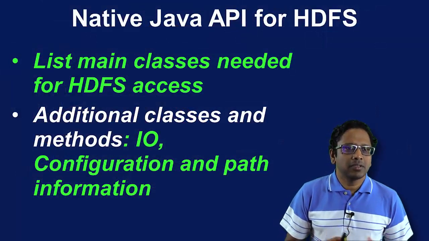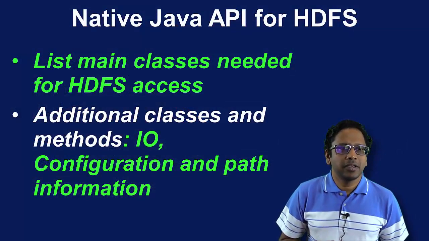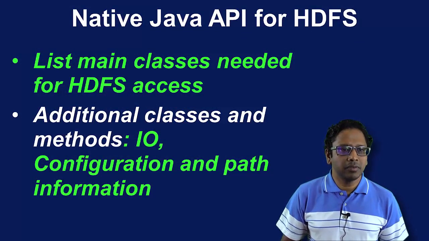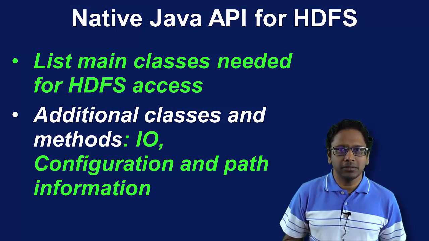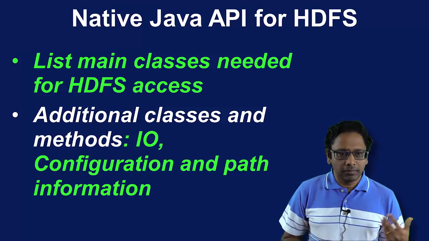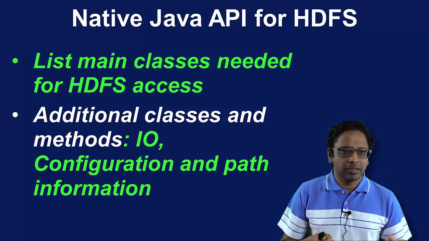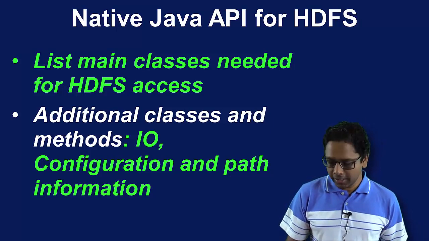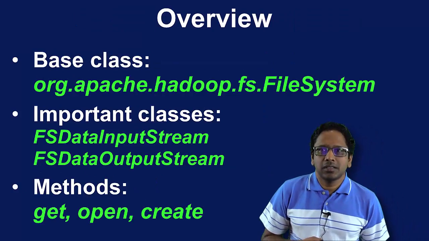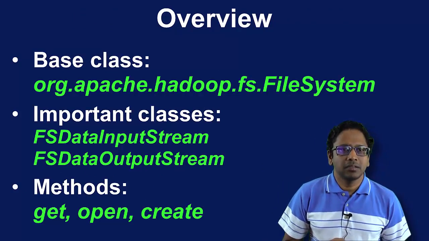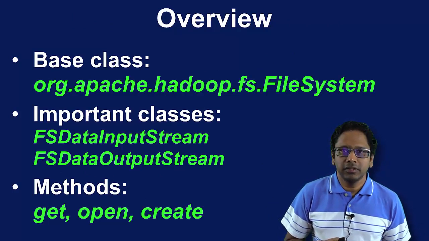The main thing to know is the main classes needed for HDFS access and some of the additional classes and methods that are important, like the IO configuration and path information. In this video we are just going to look at snippets to give an overview of how to use the Java API. So the base class is essentially the FileSystem class that I mentioned in the first video.